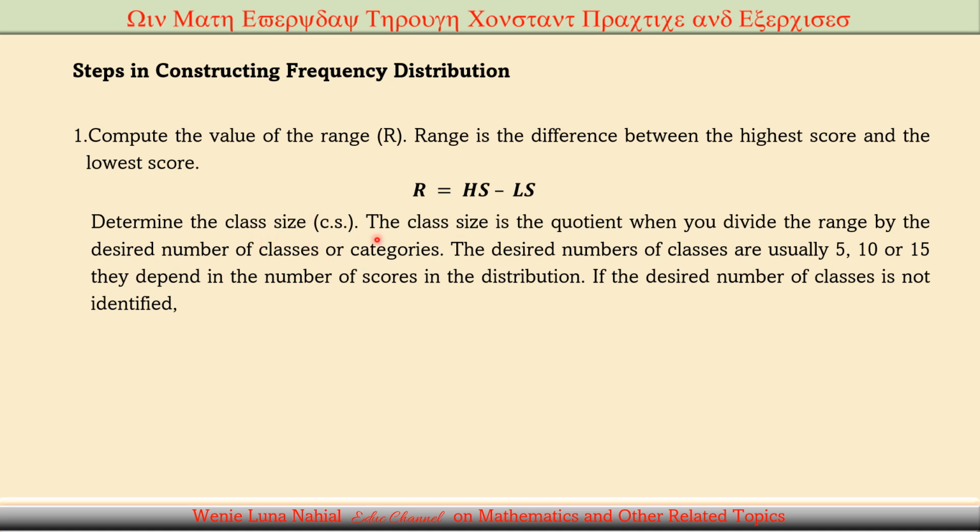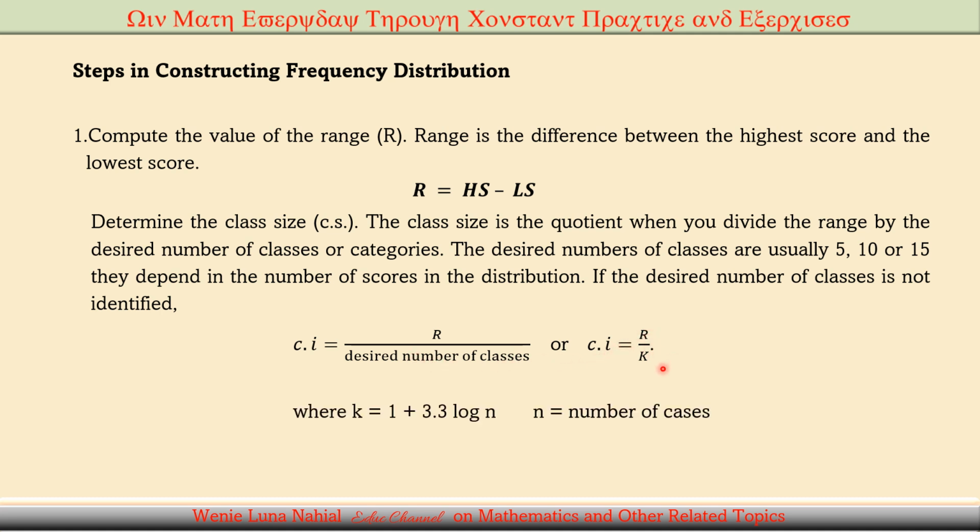Then determine the class size. The class size is the quotient when you divide the range by the desired number of classes or categories. The desired number of classes is usually 5, 10, or 15. They depend on the number of scores in the distribution. If the desired number of classes is not defined, then the class interval or the class size is equal to R over the desired number of classes, or class interval equals R over K.